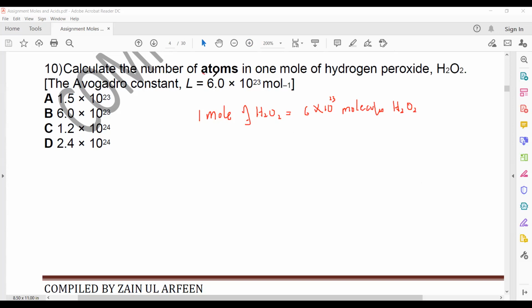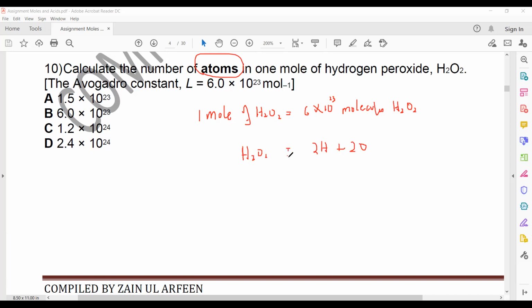But in the question, we need atoms. So one molecule contains how many atoms? Because it is H2O2, one molecule contains 2 hydrogen atoms and 2 oxygen atoms.